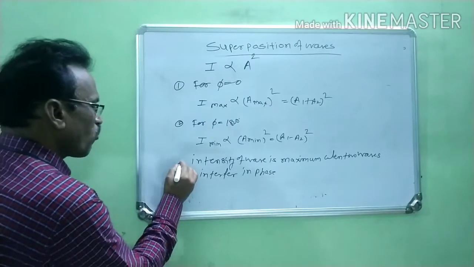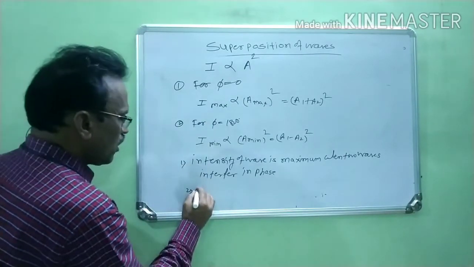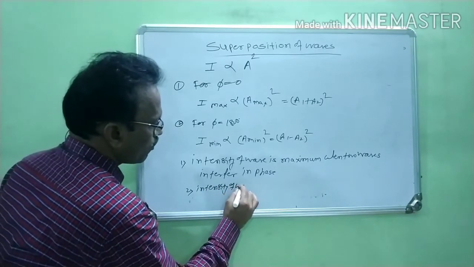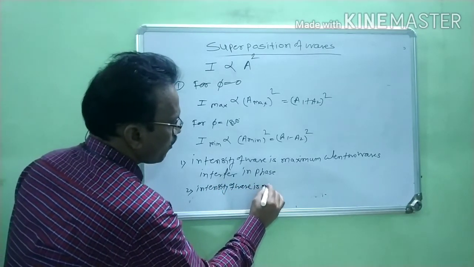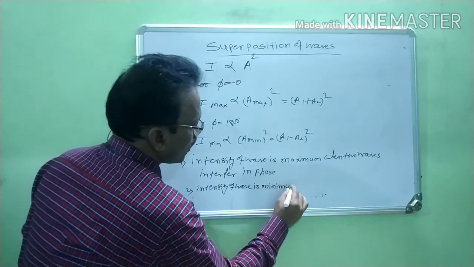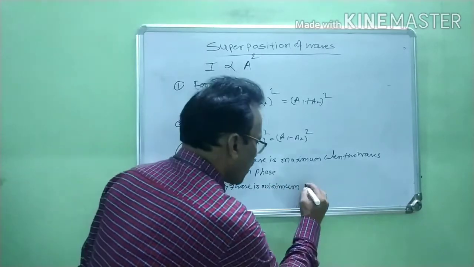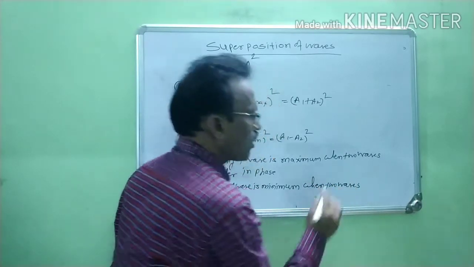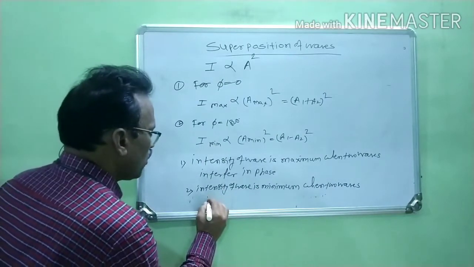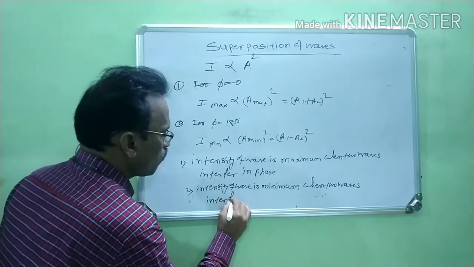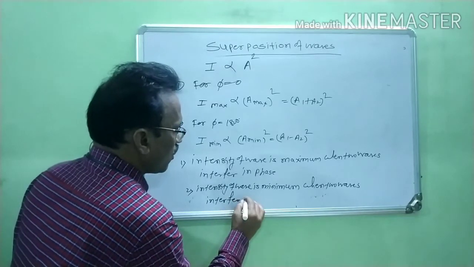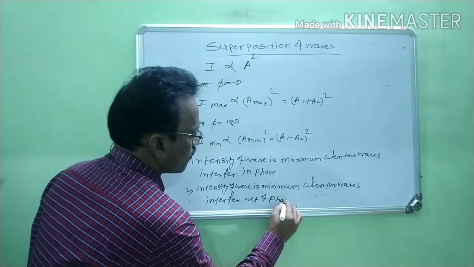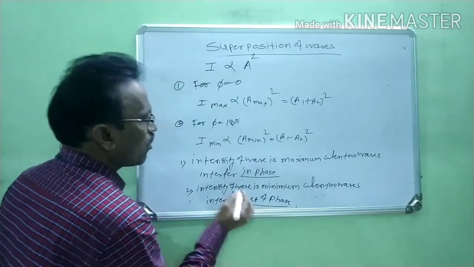Now this is the first point. And second, intensity of wave is minimum when two waves interfere out of phase. In phase and out of phase.